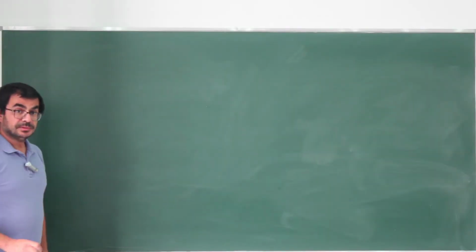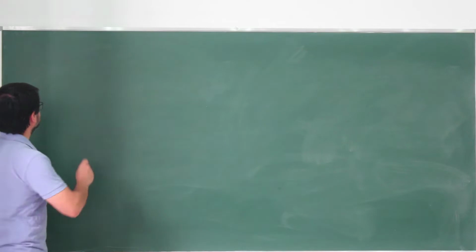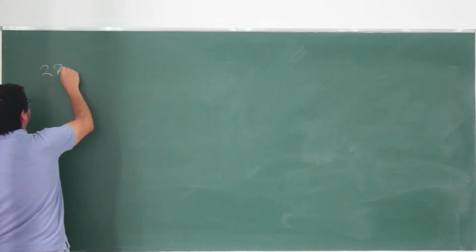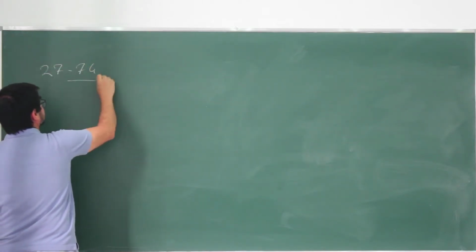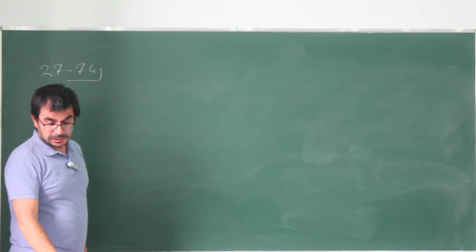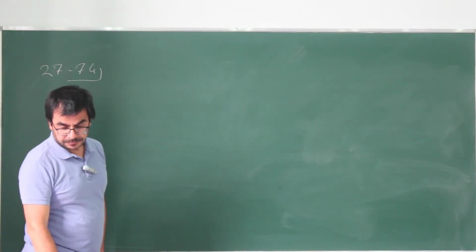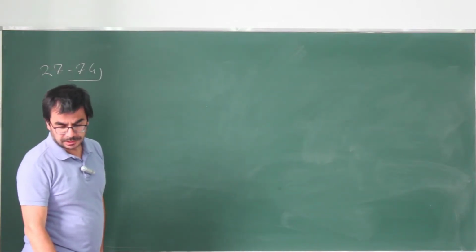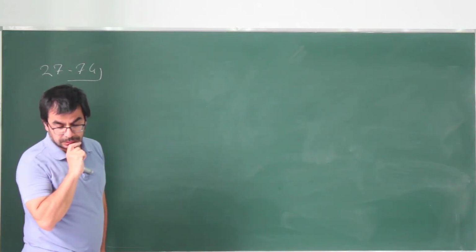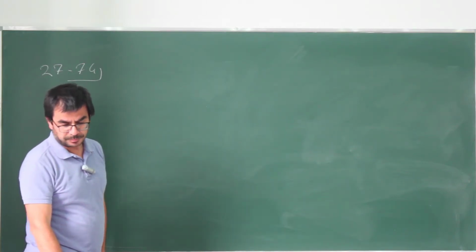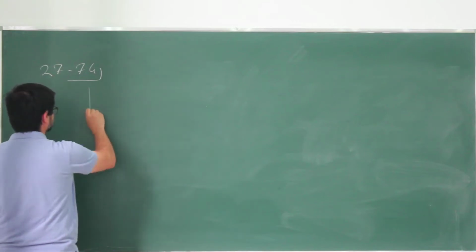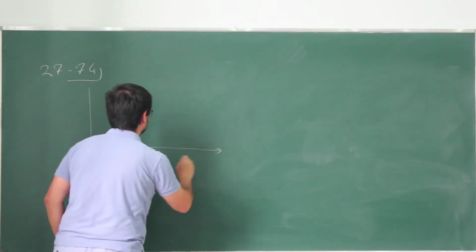So this is problem 74 from chapter 27. So here we have a square loop that's in a uniform, unidirectional but non-uniform magnetic field. So let's draw what's given in the problem.